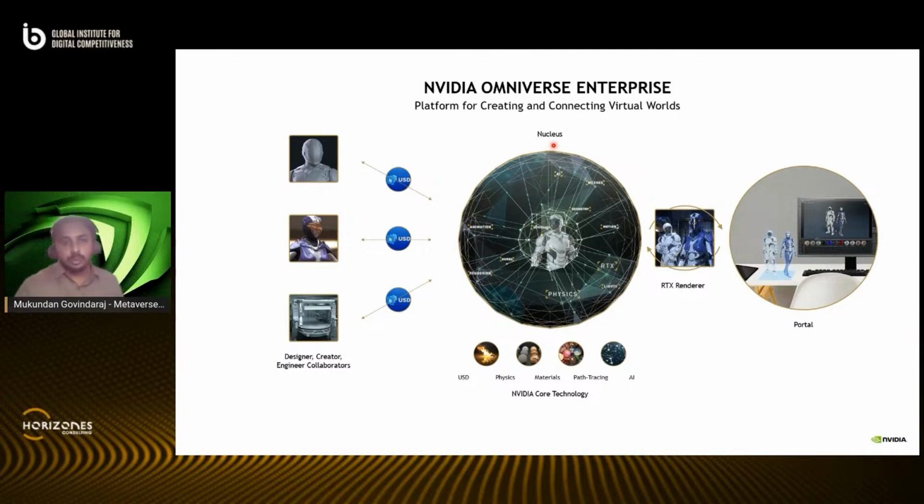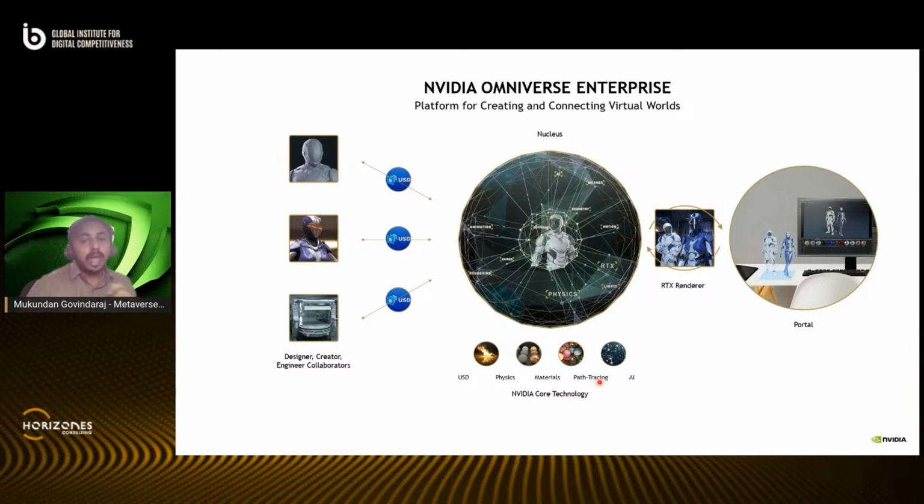Nucleus is our storage and collaboration server, and one of the most powerful core components of the Omniverse offering. Nucleus is by default built on some of the path-breaking technologies which NVIDIA has been offering for the last 20 years, which include physics, materials, realistic path tracing RTX renders, and also the powerful AI offering.